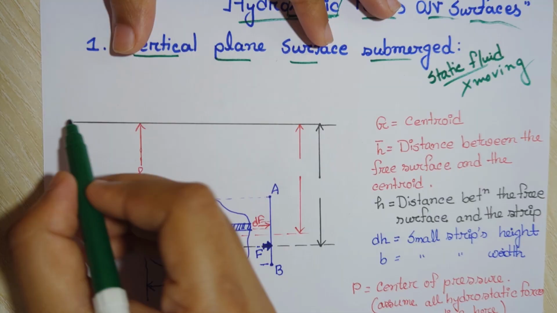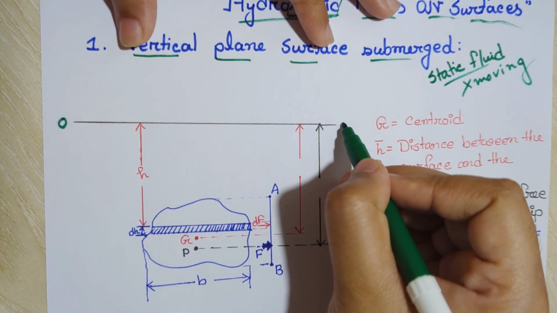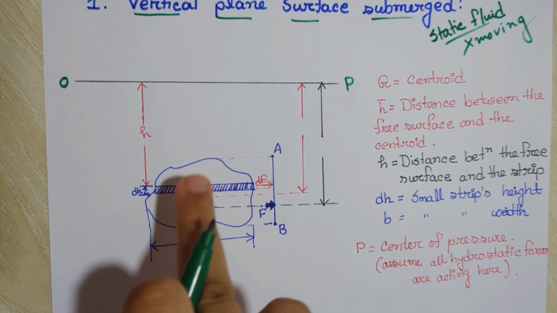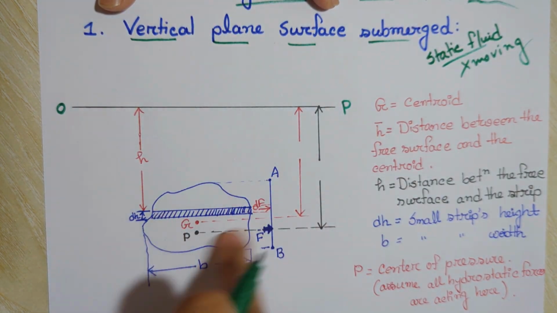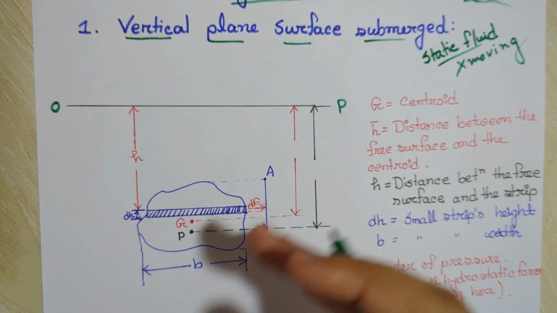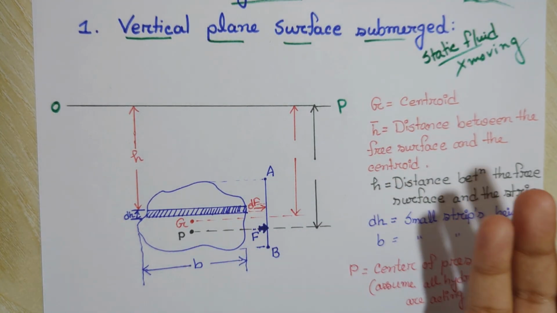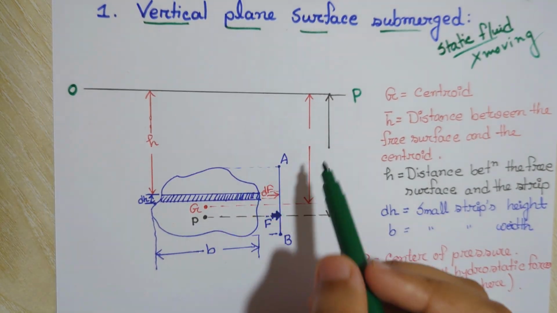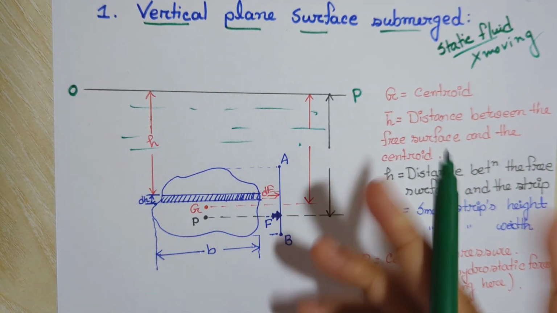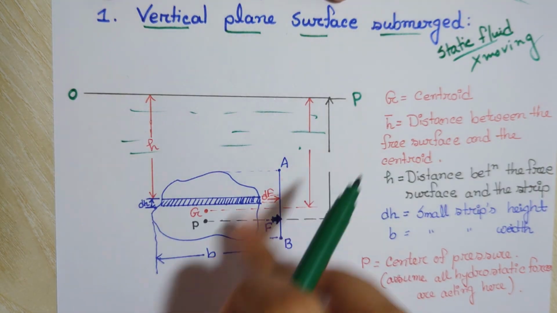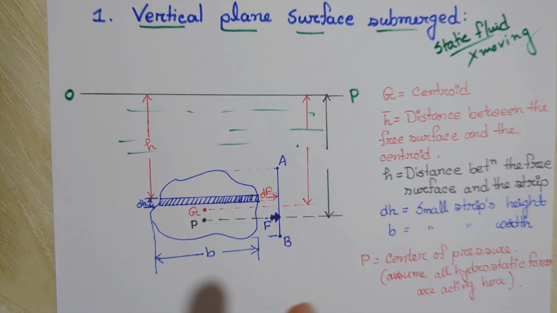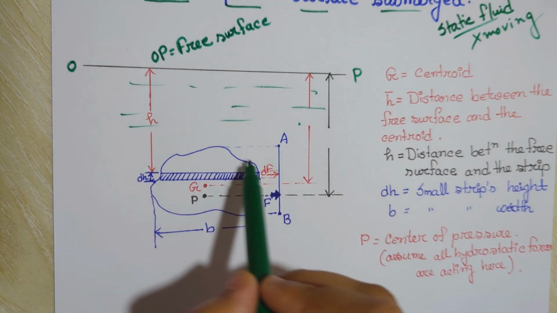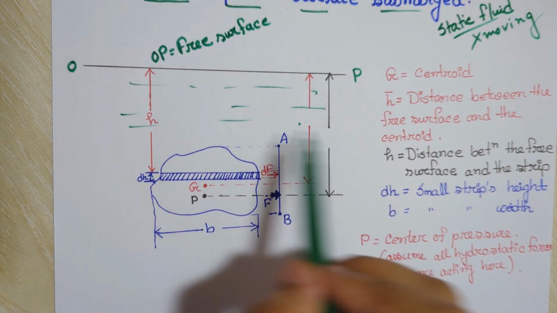Suppose this is our free surface, OP. This is any kind of free surface, and this is any vertical plane surface, any kind of object that is submerged under the fluid. It can be of any irregular shape, so we just take a random shape, and this is submerged under, suppose, any kind of fluid. Suppose this is our plane free surface. Now what will we do? We will find out the hydrostatic force that works on this surface from the fluid.